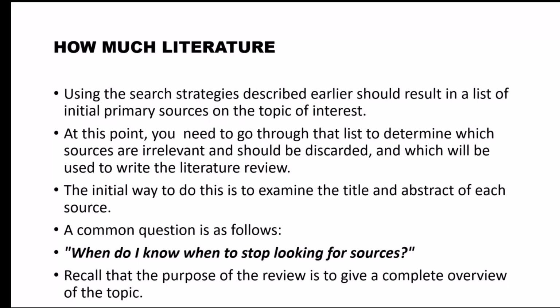Using the search strategies described earlier, this should result in a list of initial primary sources on the topic of interest. At this point, the researcher needs to go through the list to determine which sources are irrelevant and should be discarded, and which will be used to write the literature review. The initial way to do this is to examine the title and abstract of each source. A common question now is as follows: when do I know when to stop looking for sources?